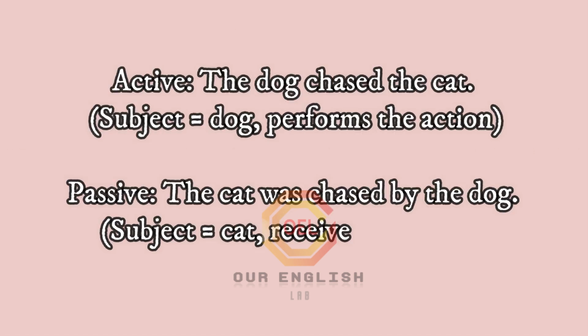Example. Active: The dog chased the cat. The subject is dog, performs the action. Passive: The cat was chased by the dog. The subject is cat, receives the action.